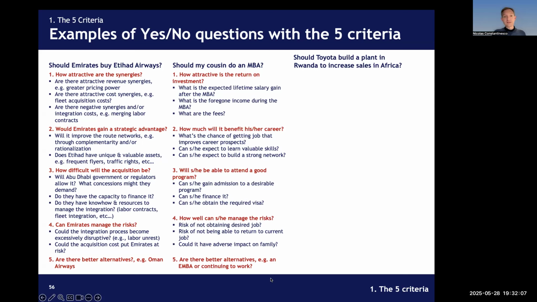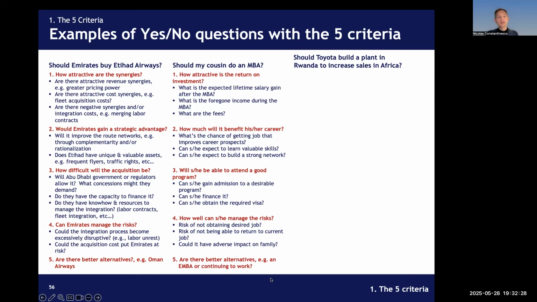Then there's a question potentially about managing the risks. There might be risks of not obtaining the desired job. There might be a risk of not being able to return to the current job. There might be some relationship risks, like family, if you're displacing your family or leaving them behind or whatever, right?